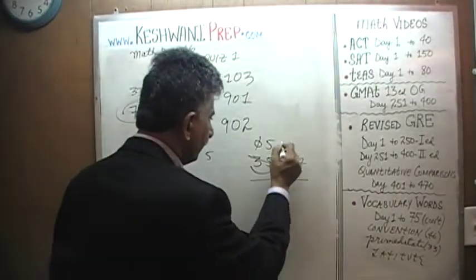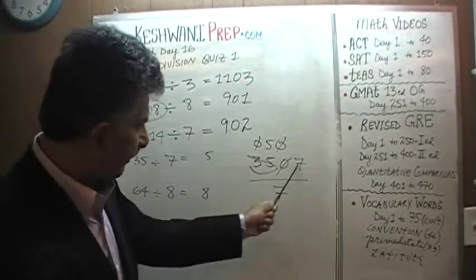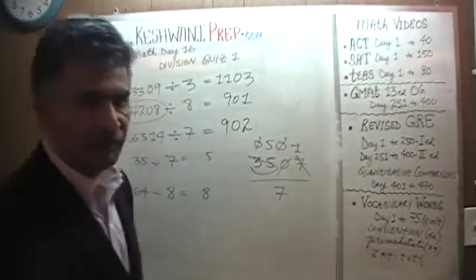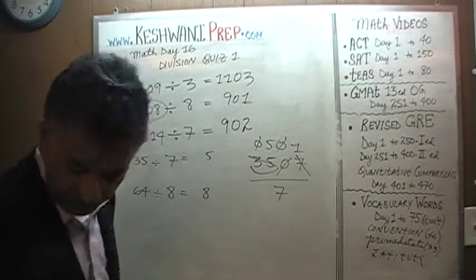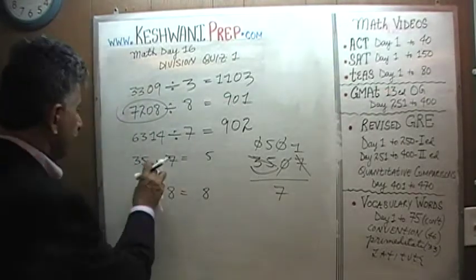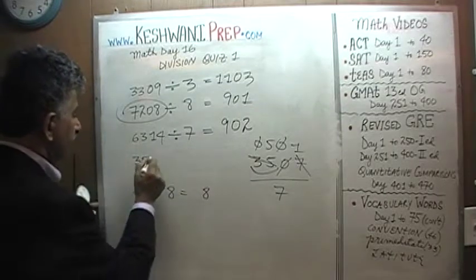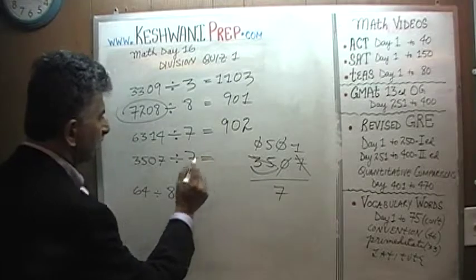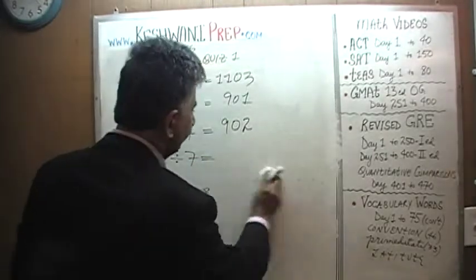How many 7s does 0 have? 0 has no 7s. How many 7s does 7 have? 7 has one 7. The answer is 501. 3,507 divided by 7 equals 501.